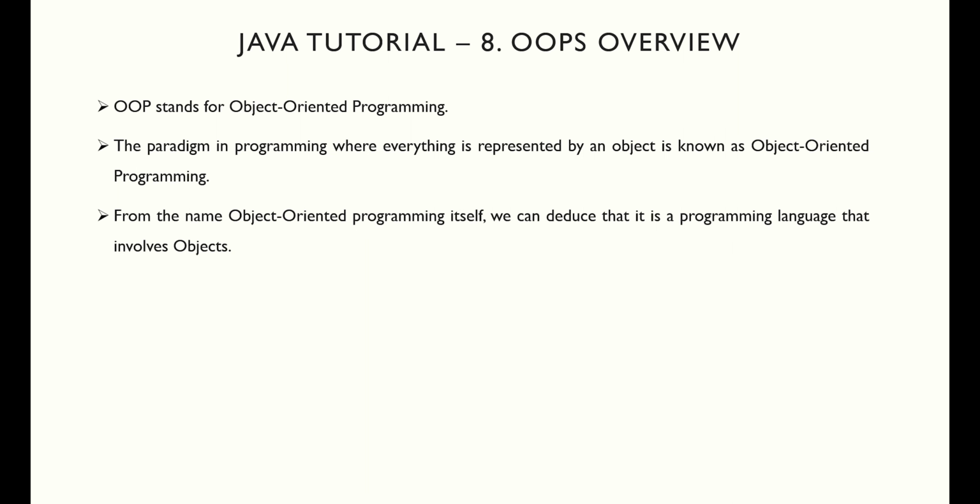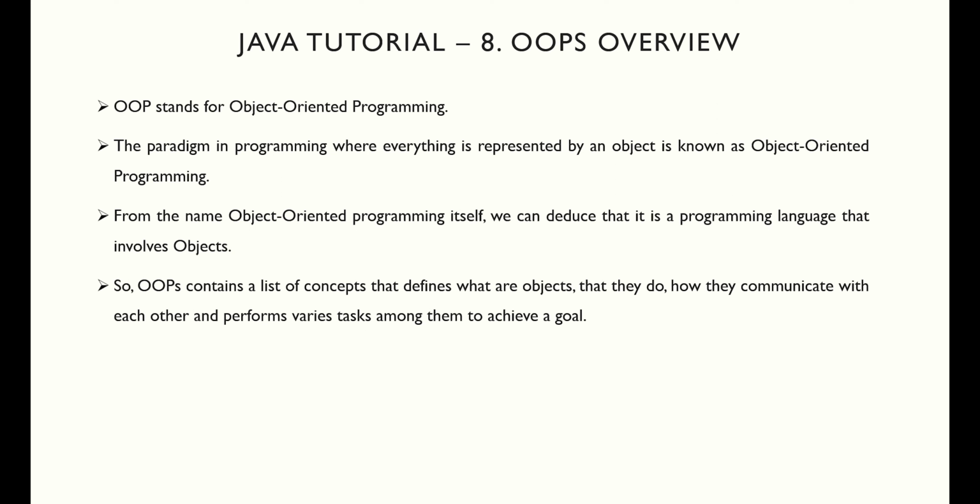Now, what are objects? Objects can be termed as real world entities that can hold data and perform tasks. So, OOPS contains a list of concepts that defines what objects are, what they do, how they communicate with each other, and perform various tasks among them to achieve a goal.